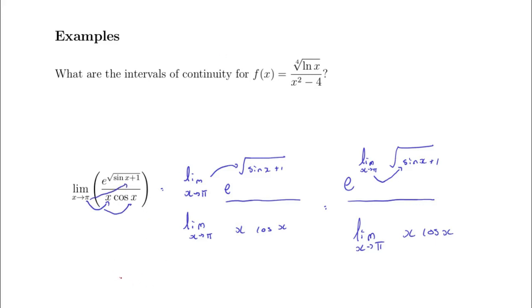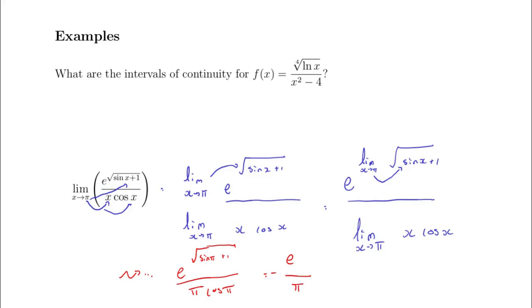So all this to say, you work pretty hard and you can get to e to the square root of sine of pi plus 1 over pi times cosine of pi. Sine of pi is 0, so this is the square root of 1, so this is just e to the 1 over pi times negative 1, so negative pi. So this limit is negative e over pi. And that's easy to do because, even though this looks complicated, all of the composition that we have preserves these limits because we have continuous functions at these points.